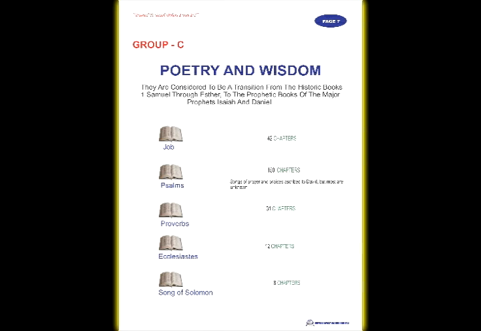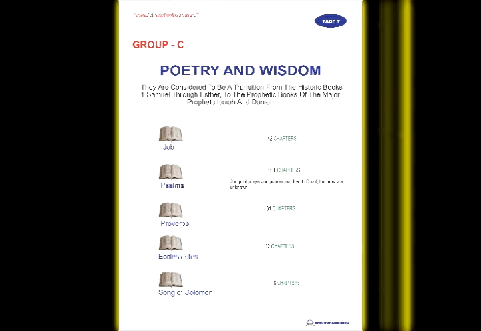So for you to have an understanding of the Bible introduction, the first books there are 5, the second books there are 12, and then the third books are 5 again. So it is 5, 12, 5. So Job has 42 chapters. Psalms 150 chapters. Proverbs has 31 chapters. Ecclesiastes has 12 chapters. Song of Solomon has 8 chapters.